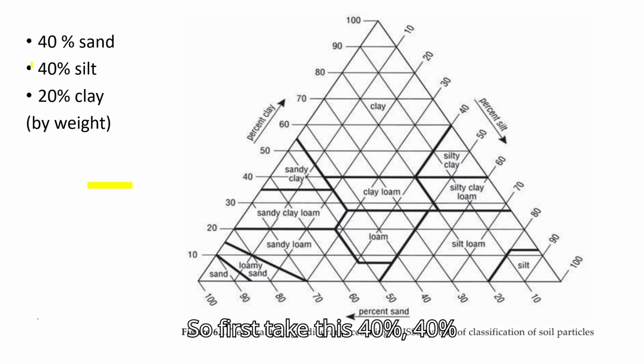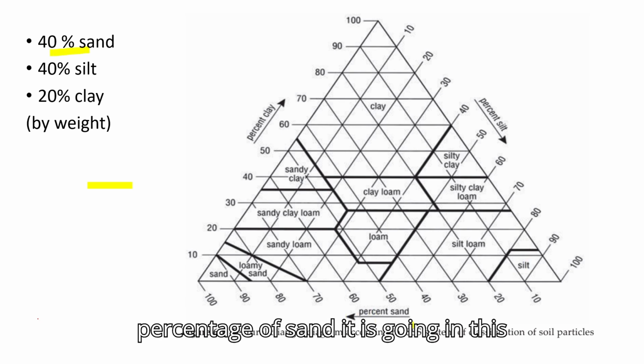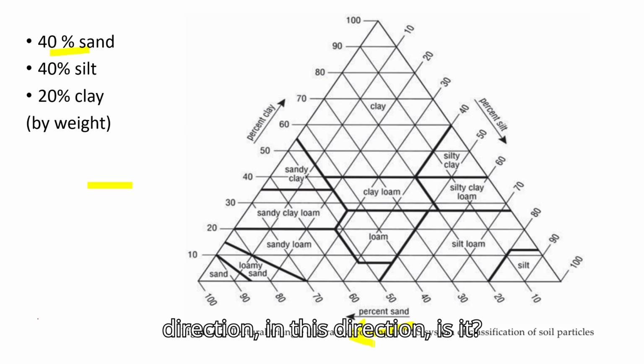So first, take this 40% sand. This is the percentage of sand. It is going in this direction. So where is 40%? I have to mark here. This is 40%. What we have to do is draw a parallel line from 40% parallel to silt.